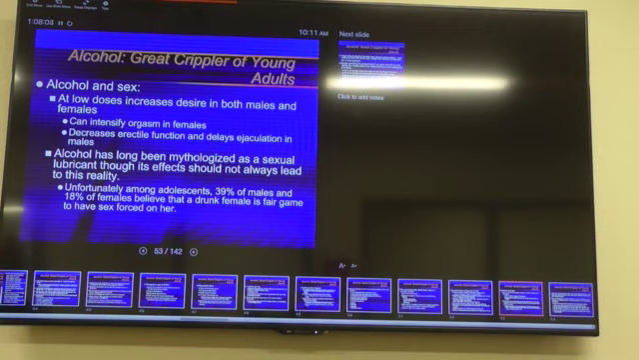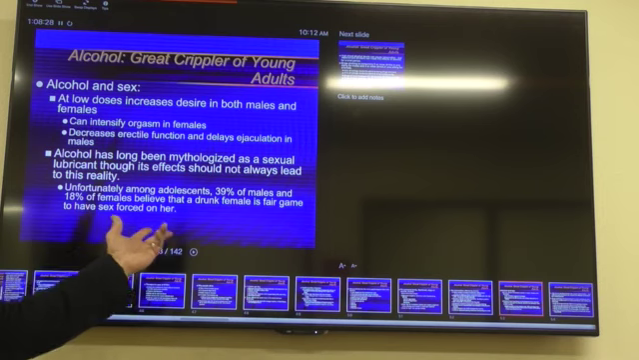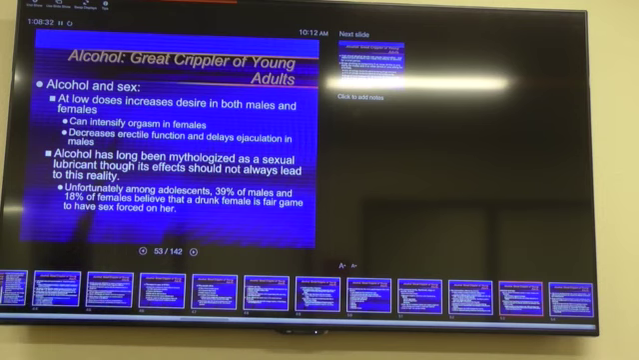Alcohol has long been mythologized as a sexual lubricant, though its effects should not always lead to this reality. Unfortunately, among adolescents, this is really kind of a tragedy, because they did studies, and what they discovered was if a girl is drunk, then 39% of males think that it's okay to force sex on her. If a female is drunk, 18% of females think it's okay for somebody to force sex on her. So that's a lot of people. That's 40% of the male population who think it's okay to rape a drunk woman, and 18% of females feel exactly the same way. This is really tragic.